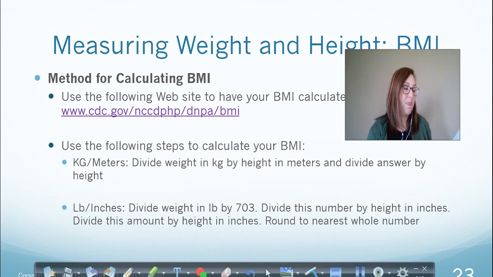Your answer to that is 21.79, which gives a person a BMI of 22, which is normal. But that's how it's calculated. Typically, in our computer system, everything is done for you. So if you put in a patient's height and weight, it's going to give you their BMI.